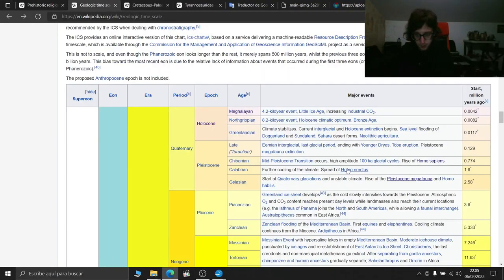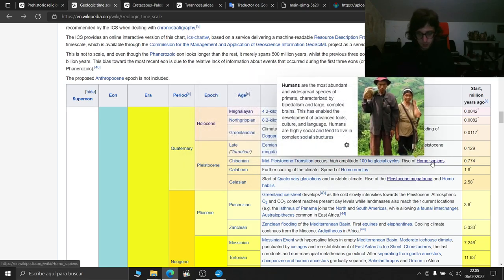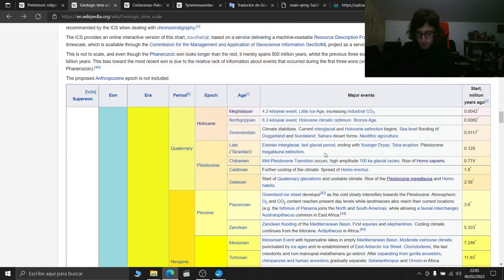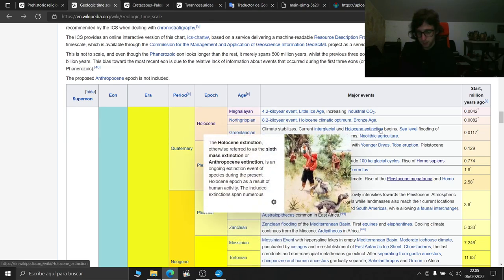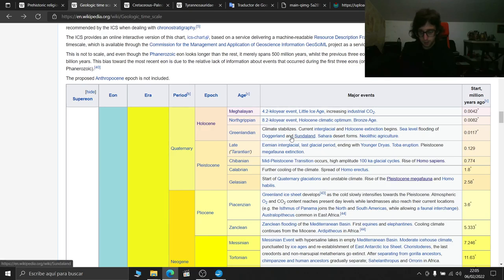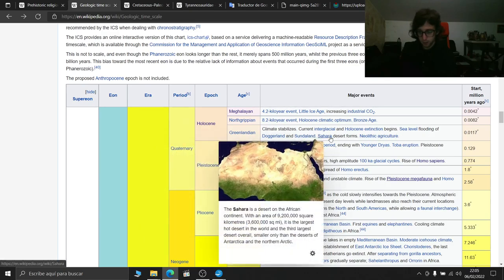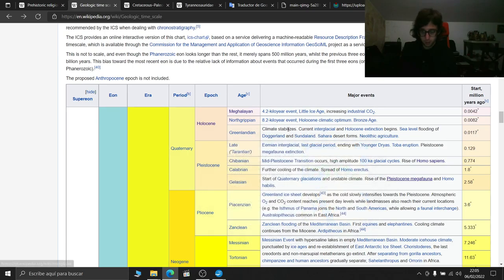Further cooling of the climate, the spread of Homo erectus, the mid-Pleistocene transition occurs, rise of Homo sapiens. Eemian interglacial, last glacial period ending with the Younger Dryas, Toba eruption, Pleistocene megafauna extinction. Climate stabilized, current interglacial and Holocene. Holocene extinction begins, sea level flooding of Doggerland and Sundaland, Sahara Desert forms, Neolithic agriculture.